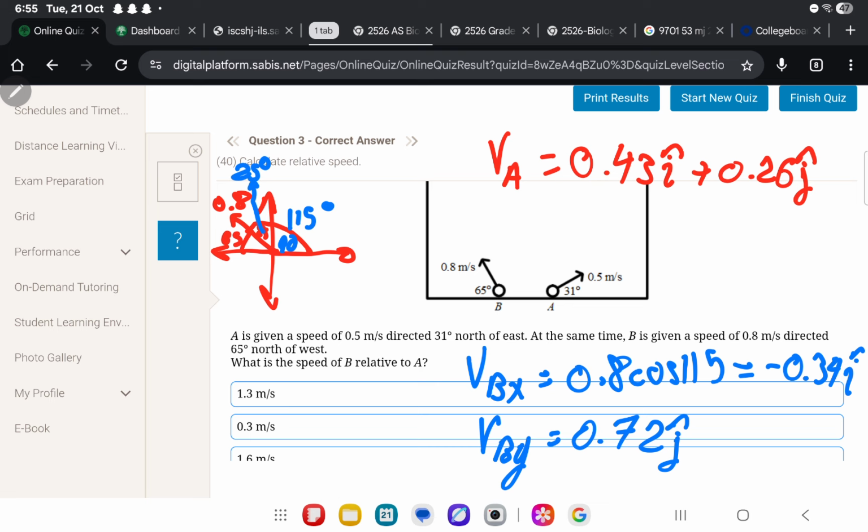So do i minus i, 0.43 minus 0.34 gives you 0.09 i. Now 0.26 plus 0.72, because remember this one's positive, gives you 0.98 j.